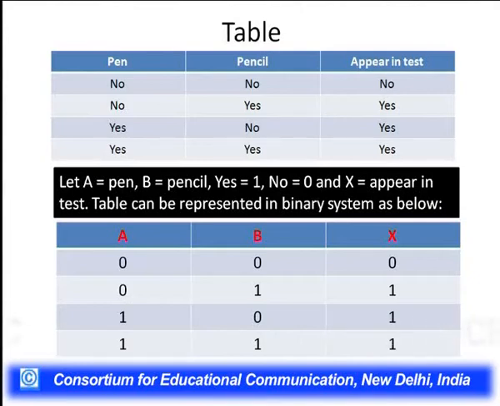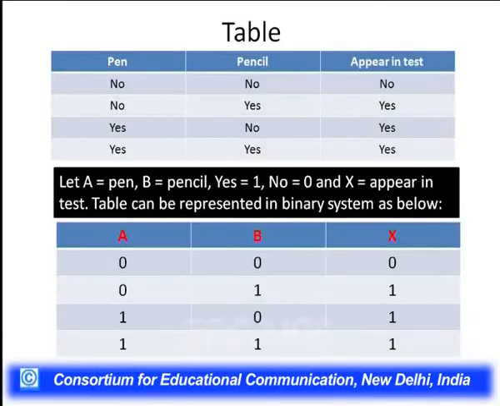You have two components, pen and pencil, and you want to appear in the test. If you have a pen, are you going to appear in the test or not? If you have a pencil, are you going to appear in the test? What if you have both pen and pencil? Let us see the situations. Pen, no. Pencil, no. Appear in the test, no. Another situation, pen, no. Pencil, yes. Then you can appear in the test.